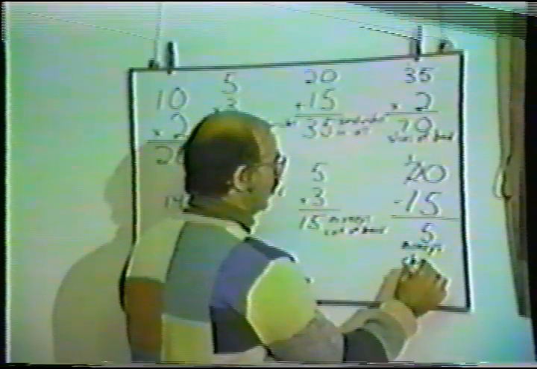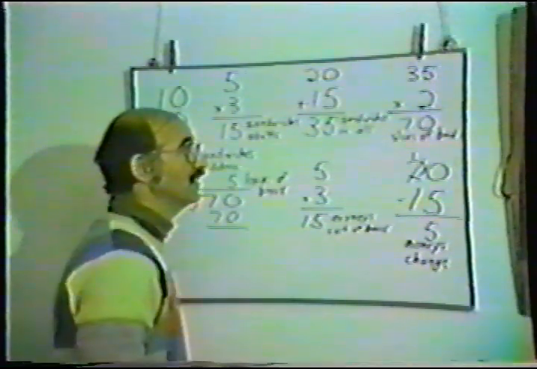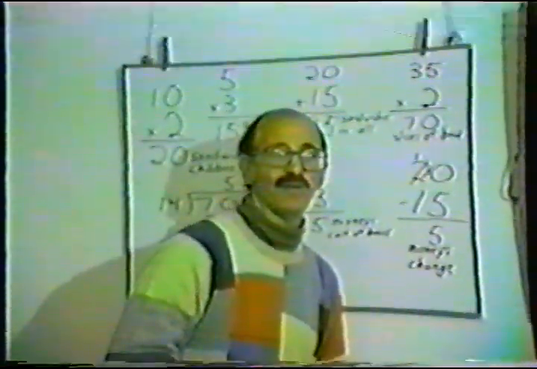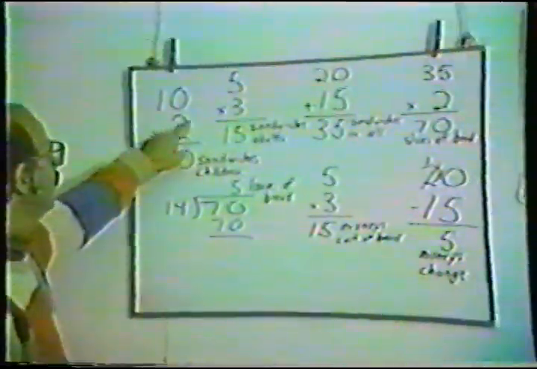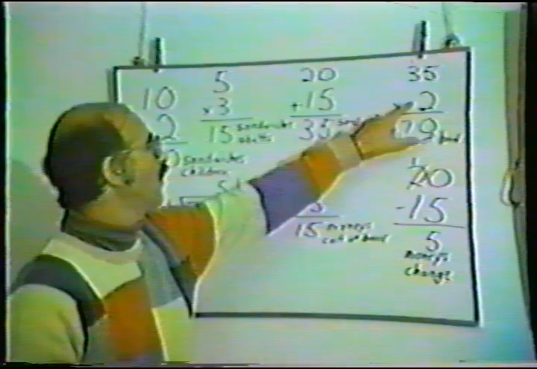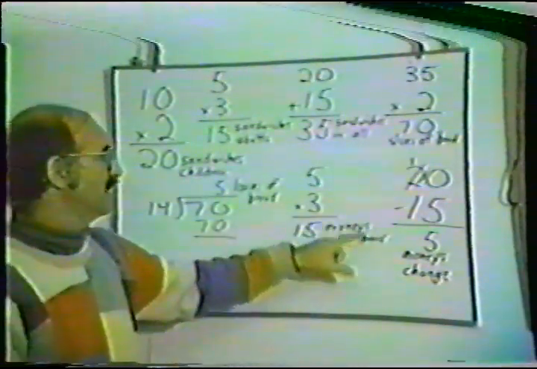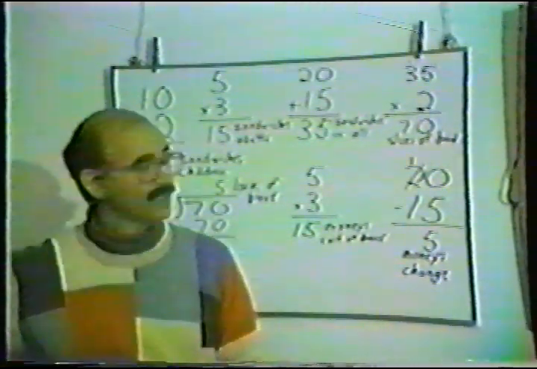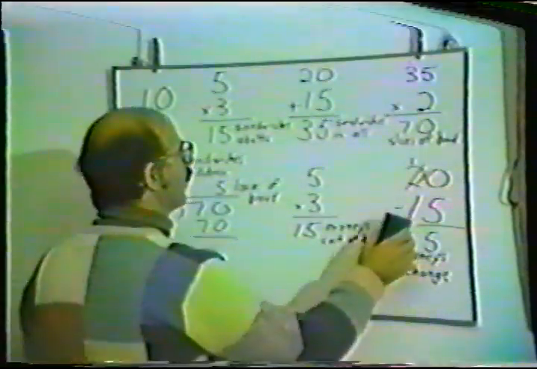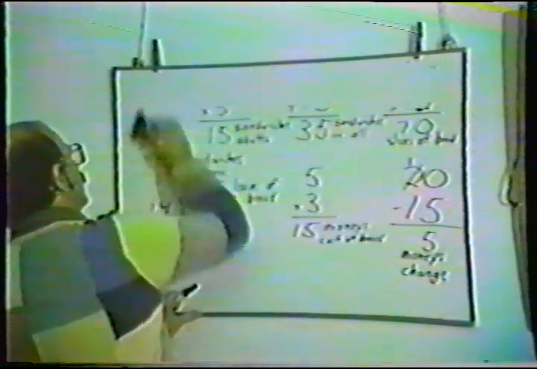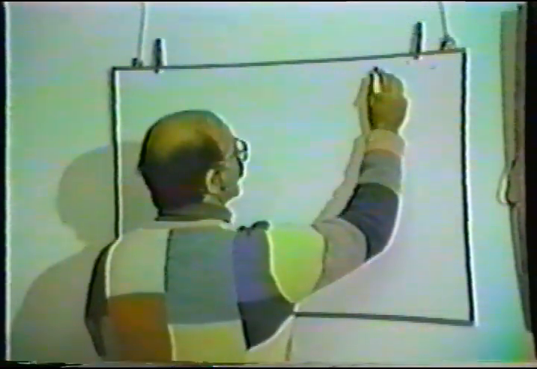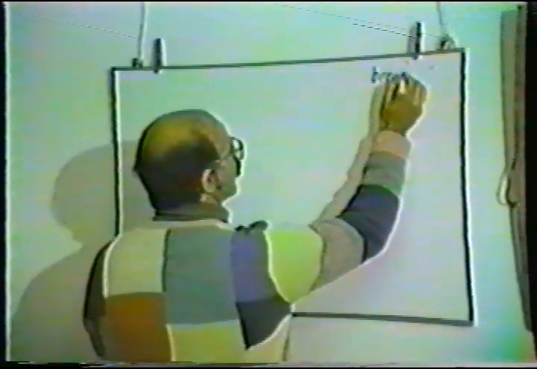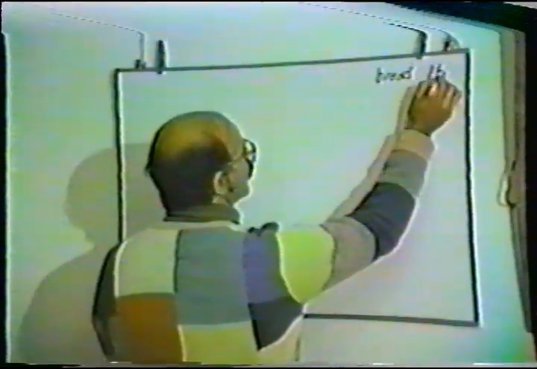Change. And we have the answer to problem number 1. 5 monies change. How many steps? 1, 2, 3, 4, 5, 6, 7 steps. Okay, let's remember that the cost of our bread was 15 monies. I'll write that right up here in the corner. Bread, 15.